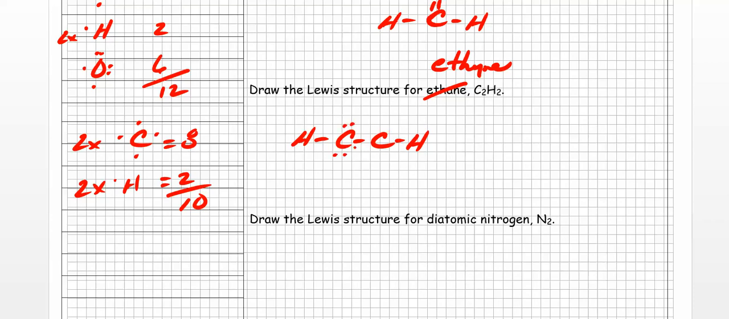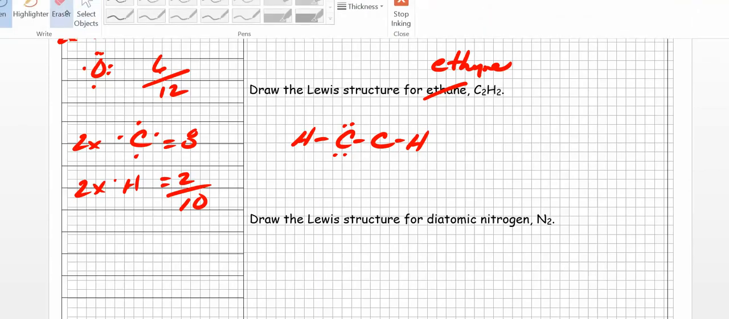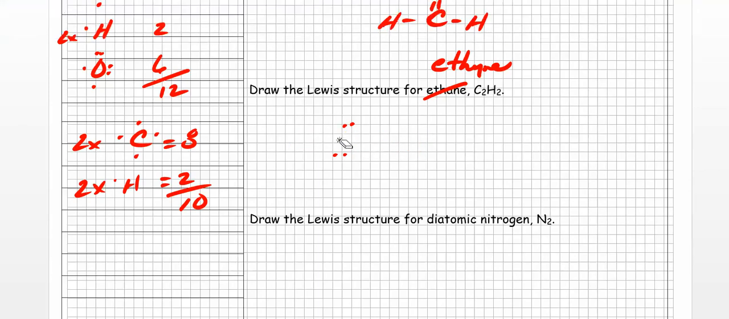But now this carbon doesn't have enough. Let's try a double bond for this compound called ethine. So I'm going to say carbon here, carbon there, hydrogen there, a hydrogen there. Here we go. 2, 4, 6, 8, 10. Just like that. Now this carbon doesn't have enough. What do I do now?